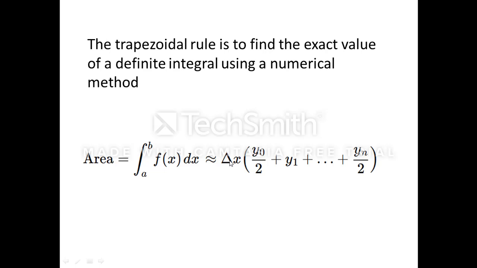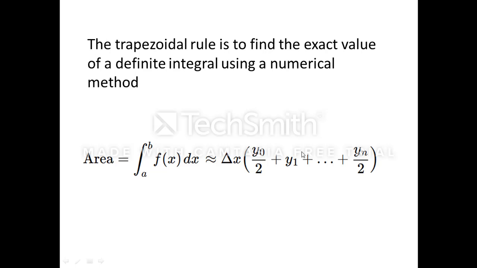We can also take it as h times [y0/2 + y1 + y2 + ... + yn/2]. Here y0, y1, ..., yn are the values of the function f(x) at x0, x1, x2, ..., xn.